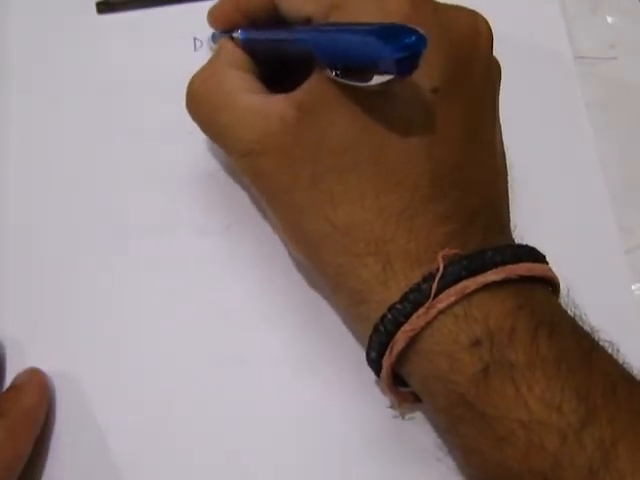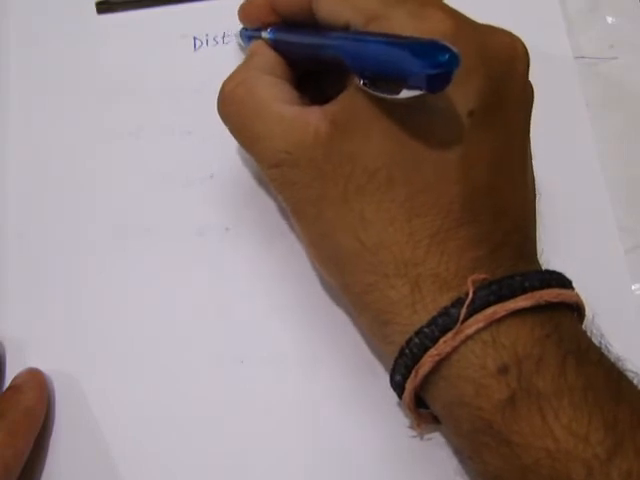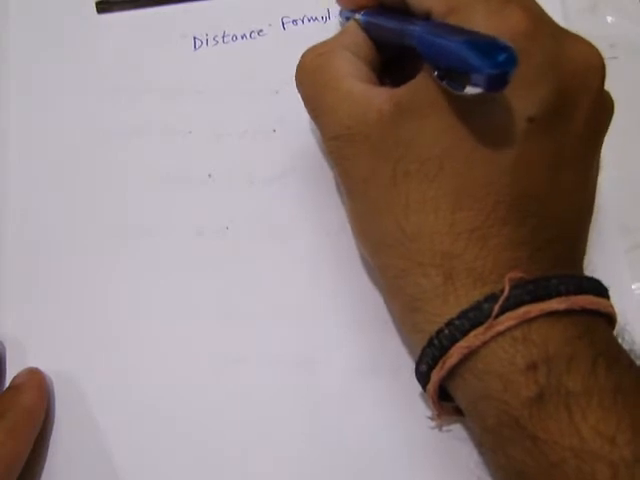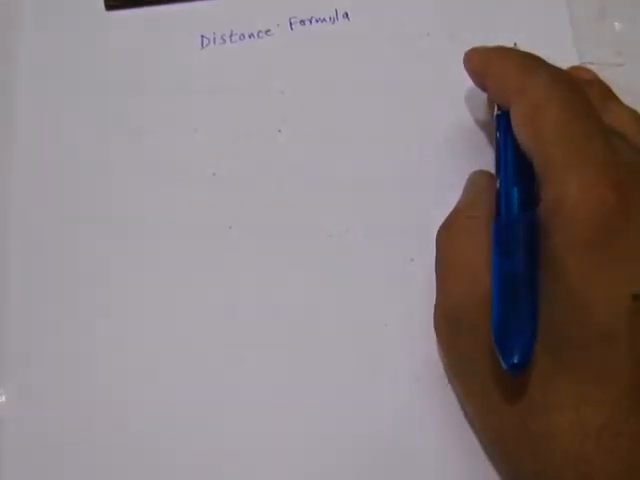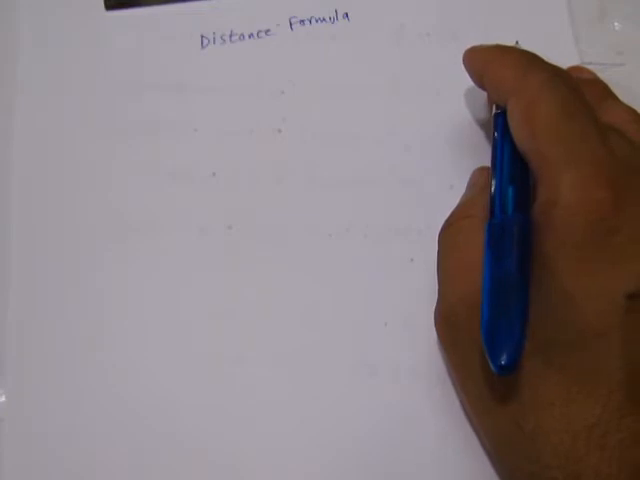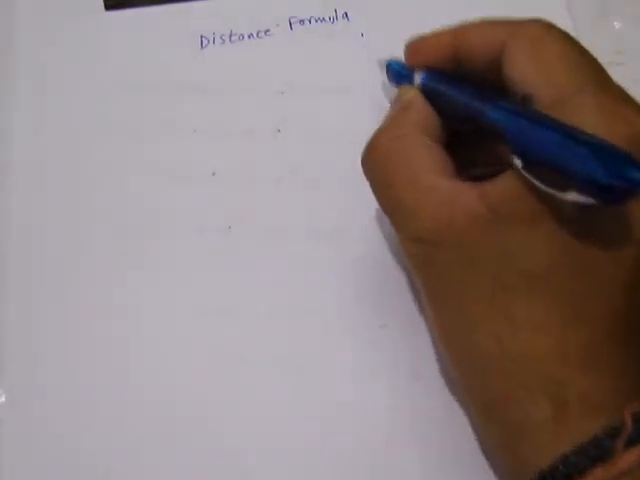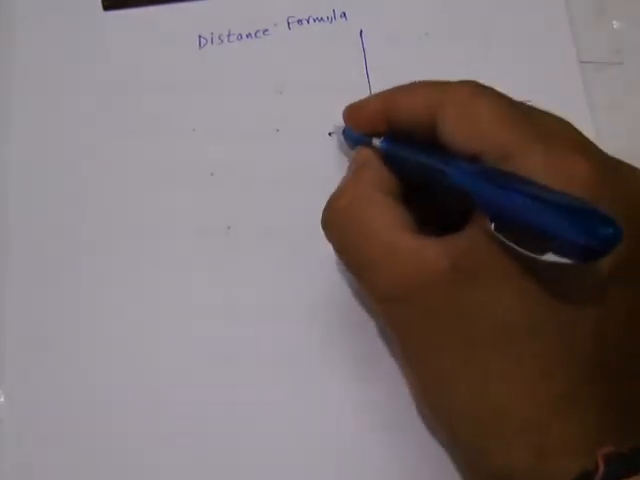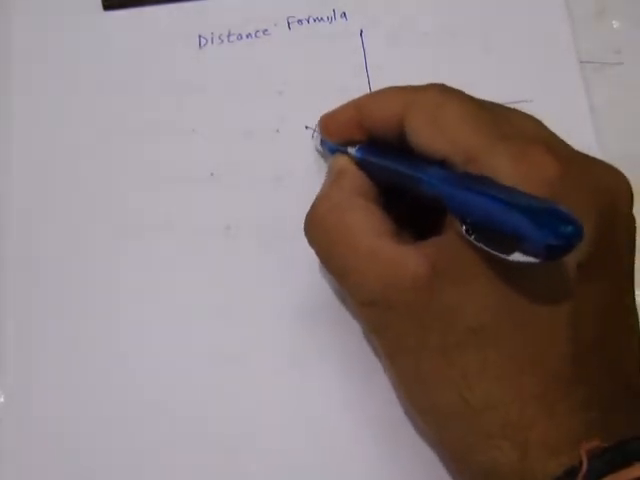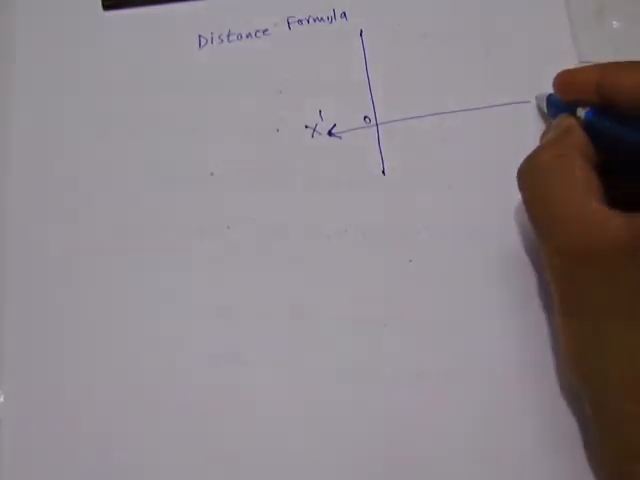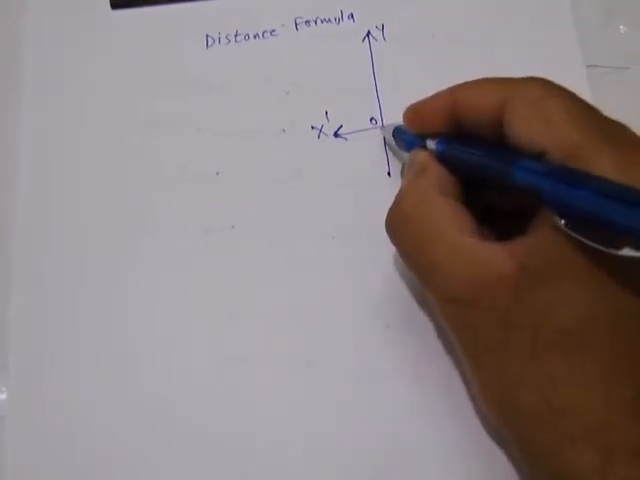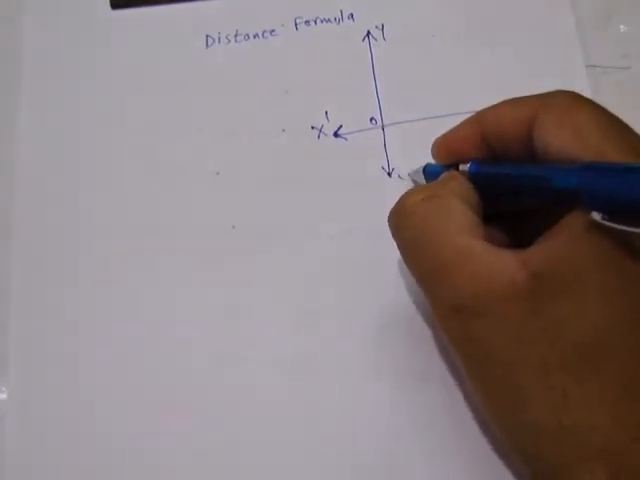Good morning students. Today we will learn how to derive the distance formula. Now to understand this, let us take an xy plane like this. Let us name this x dash, this is O, that is the origin, x, this is y, O and y dash.